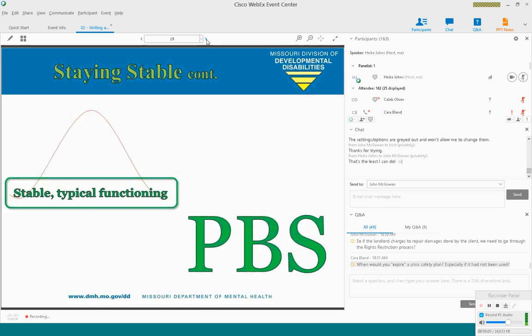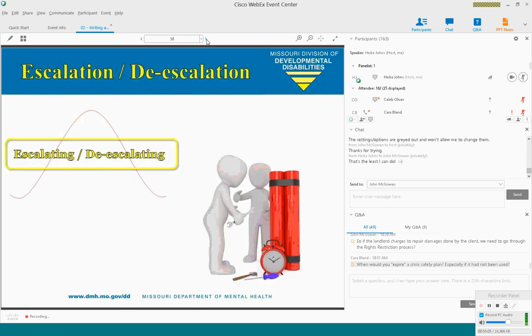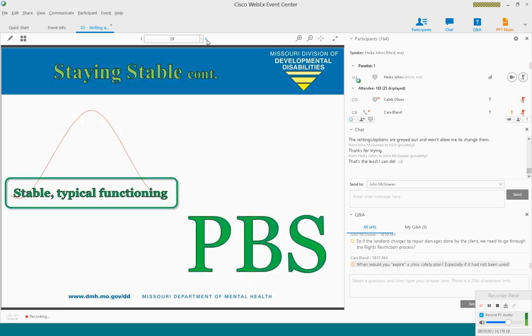So moving away from stable, typical functioning, now we're moving up the curve to escalation. We should have a good idea now of what the person needs to have an interesting and meaningful day. All those things that we can do to prevent a crisis situation. So now we need to consider what makes the situation worse. What are those things that create worsening for the person? We call these things trigger situations, and we want to steer clear of them as much as possible.